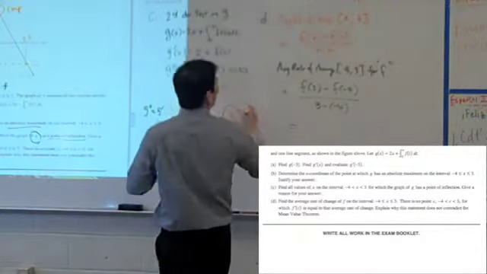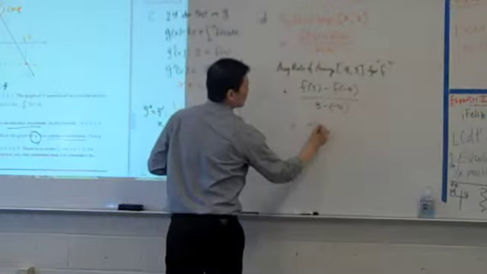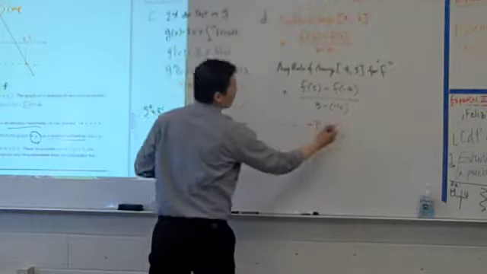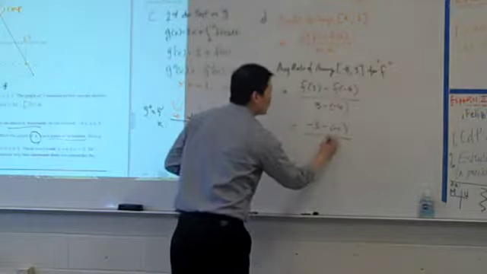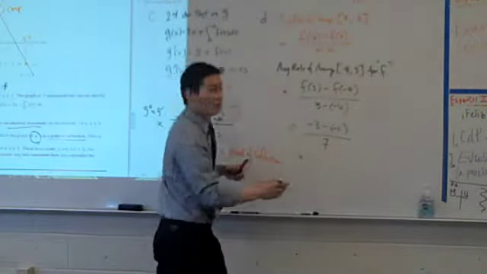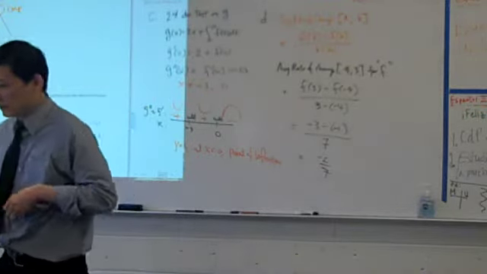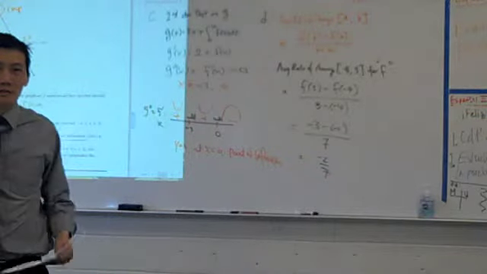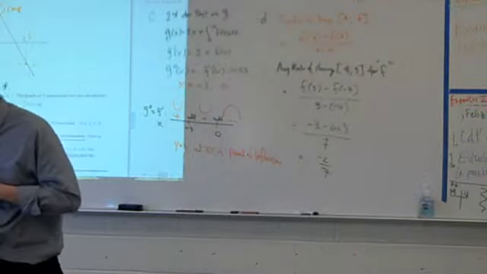That's it. f of 3 is -3. f of -4 is -1. And 3 minus -4 is 7. So we get -2/7. That's it. That's the answer.